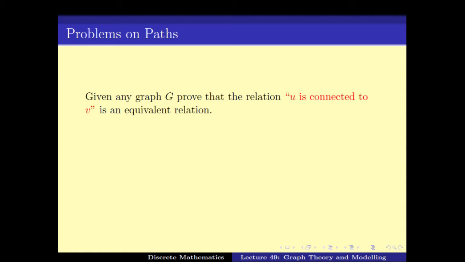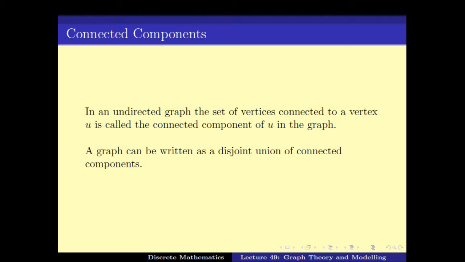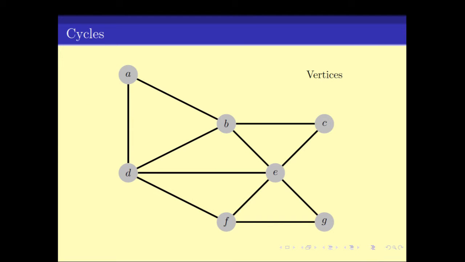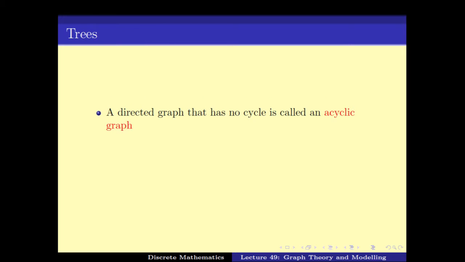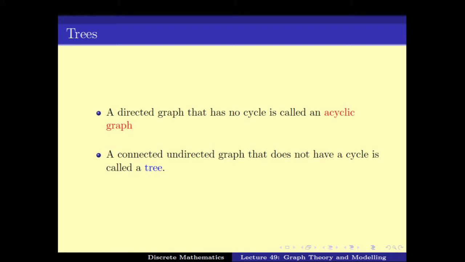And the notion of whether U is connected to V, that means if there is a path from U to V, is an equivalence relation, and hence the graph can be written as a disjoint union of connected components. We have also seen cycles like this, and we also have looked at some cases when cycles exist. And if a graph doesn't have a cycle, it's called a tree, and a connected graph without a cycle is a tree.